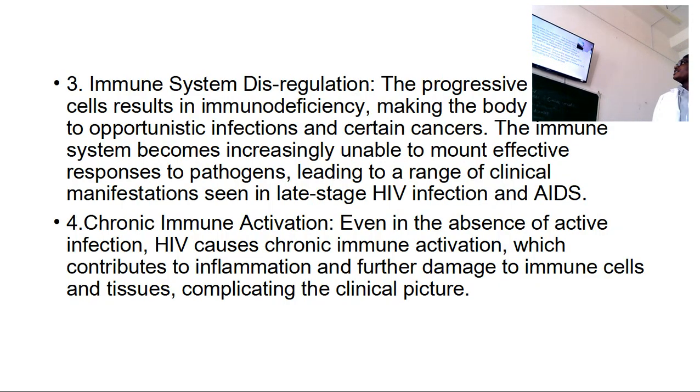The third stage, which is the immune system dysregulation, is basically the main stage that results in immunodeficiency, making the body more susceptible to opportunistic infections and certain types of cancers. The immune system becomes increasingly unable to mount effective responses to pathogens, leading to a range of clinical manifestations seen in late stage of HIV infection and AIDS.